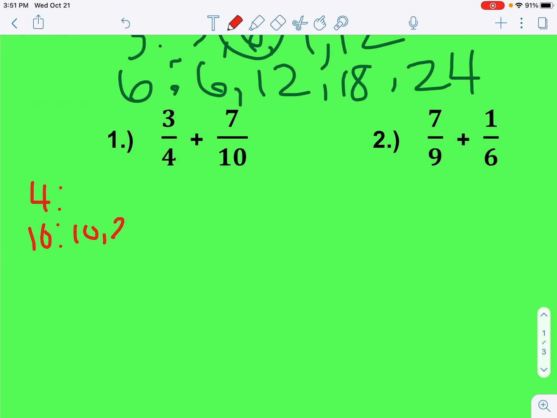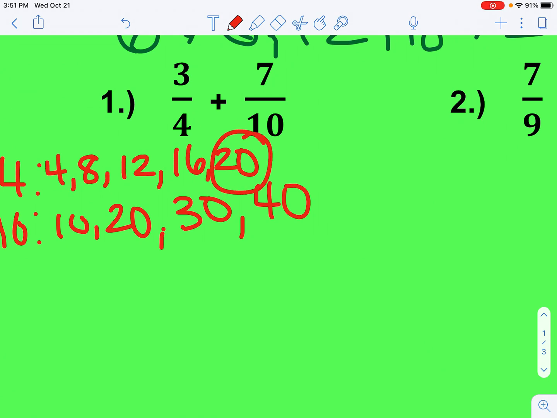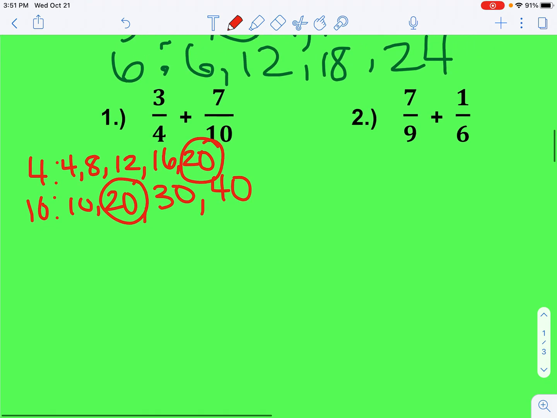Let's count by 10s first. 10, 20, 30, 40. Now let's count by our 4s. 4, 8, 12, 16, 20. I'm going to stop there because if you notice, my first number that they both had was 20. So my denominator I'm going to use is 20.